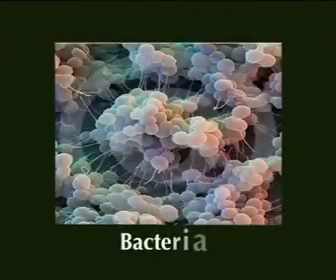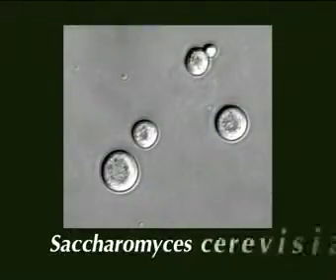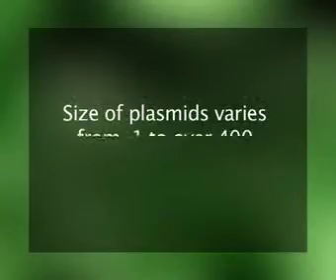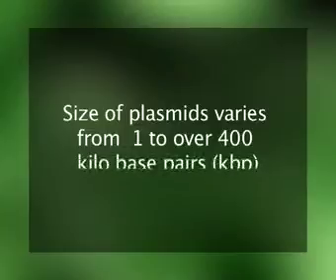Plasmids are transferable extrachromosomal DNA molecules capable of autonomous replication. They are double-stranded, mostly circular, and usually occur naturally in bacteria and sometimes in eukaryotic organisms, for example, Saccharomyces cerevisiae. The size of plasmids varies from 1 to over 400 kilobase pairs.